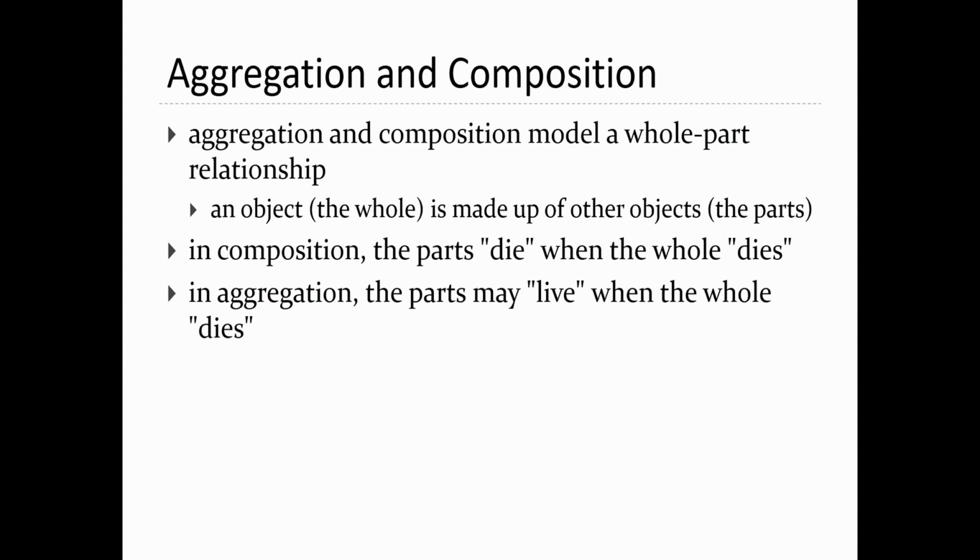When you're done with the whole object, all of the memory associated with the whole and the parts gets released back to the Java virtual machine. So everything dies when the whole dies. In aggregation, the parts are allowed to live after the whole object dies. So when you're done with the whole object, it's possible that its individual parts still live on for some reason. And so that's the difference between the two in this case.